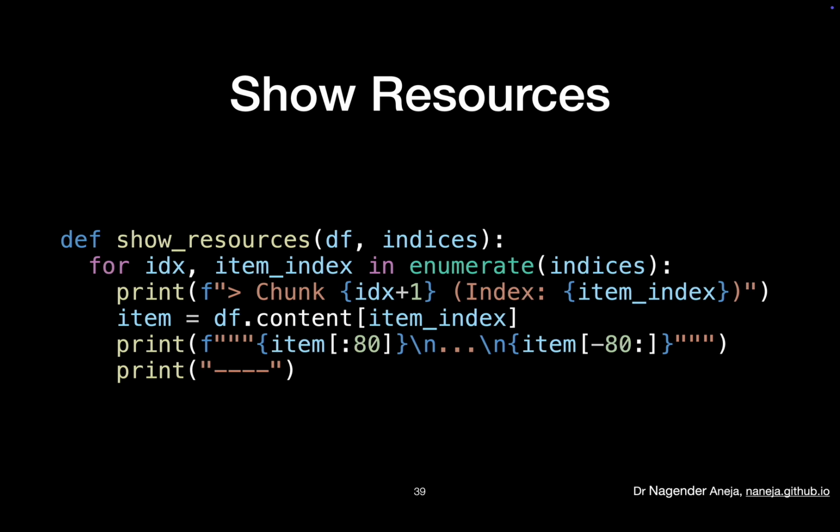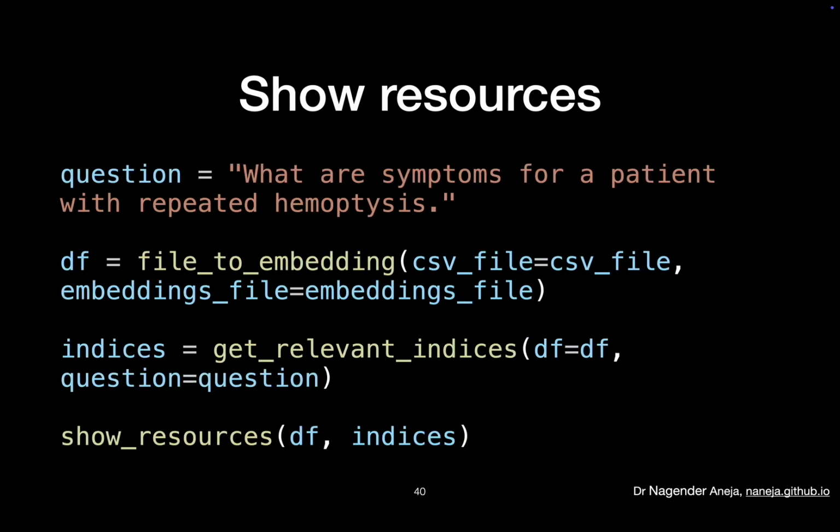The next function is show resource. Let's say that we want to see what's happening here. You pass the data frame and pass the indices. These are all functions written by me. So you just pass the indices and it will find each chunk, give some space, and this is what it shows.